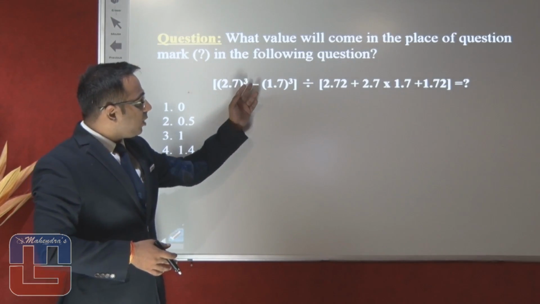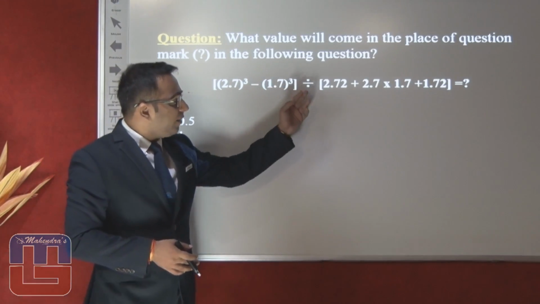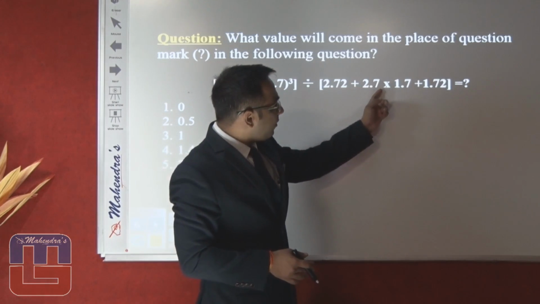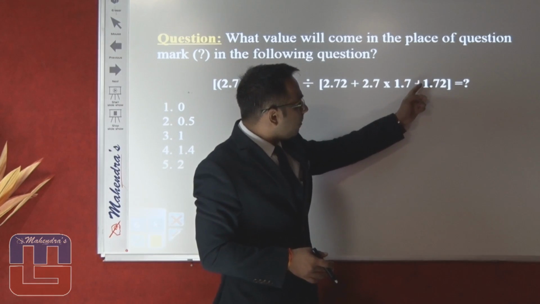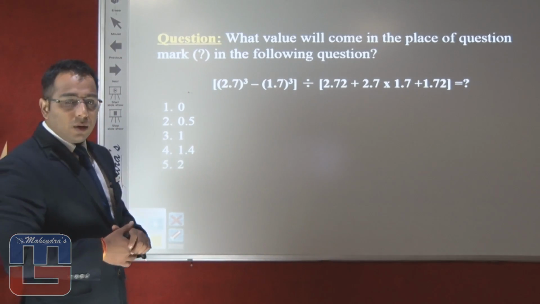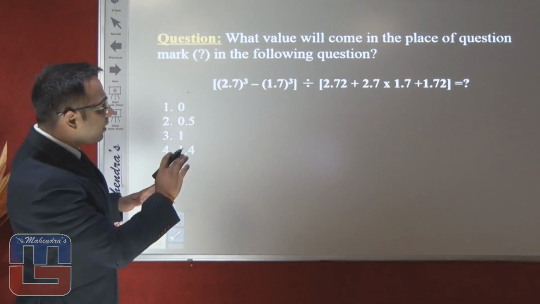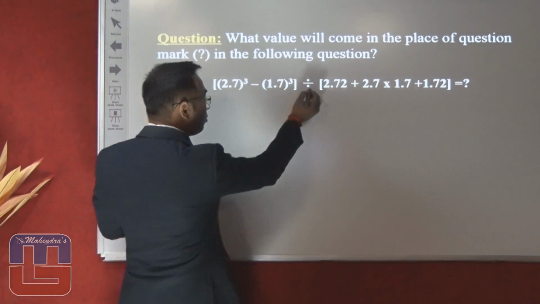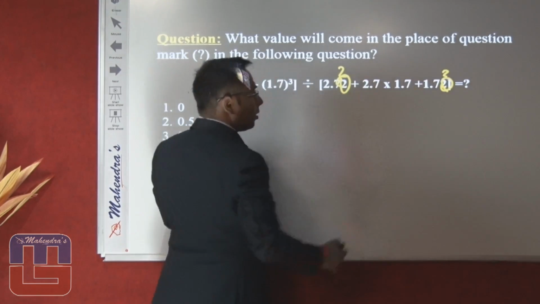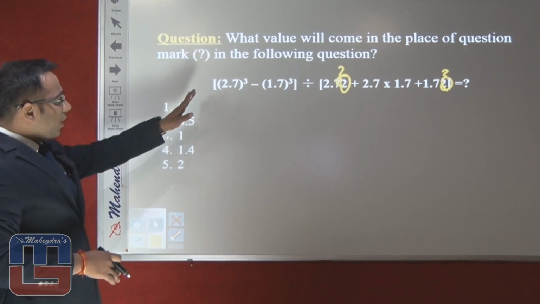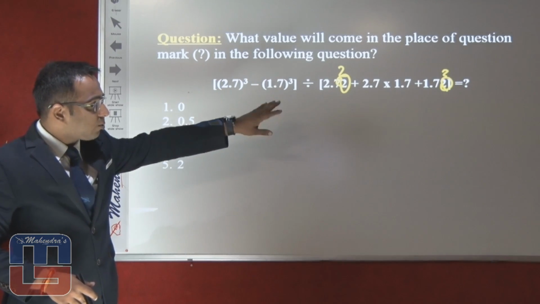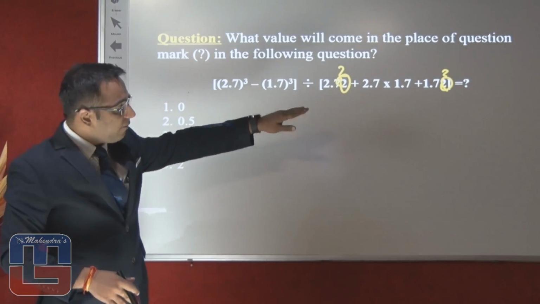bracket 2.7 cube minus 1.7 cube divided by 2.7 square plus 2.7 into 1.7 plus 1.7 square. Okay, there is a little mistake here, it is not 2, it is square in the question. So here we have 2.7 cube minus 1.7 cube divided by 2.7 square plus 2.7 into 1.7 plus 1.7 square.